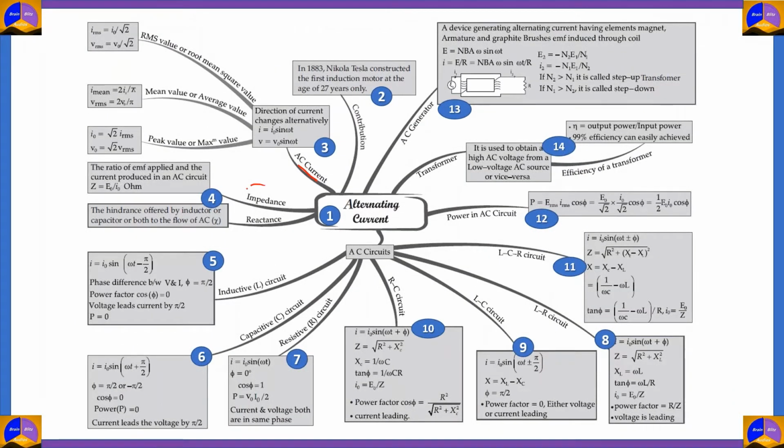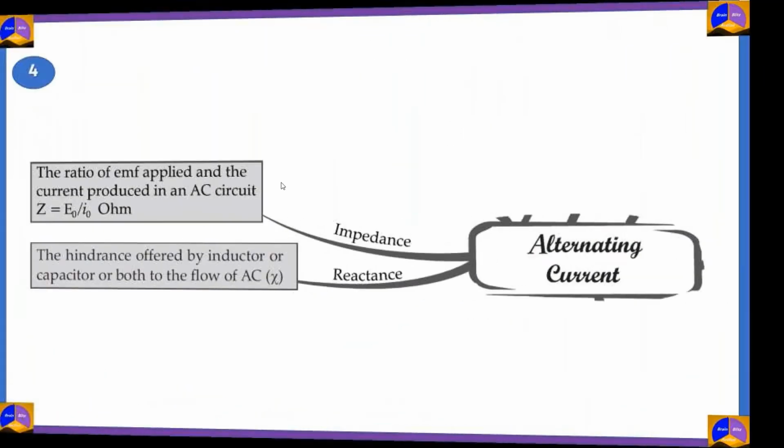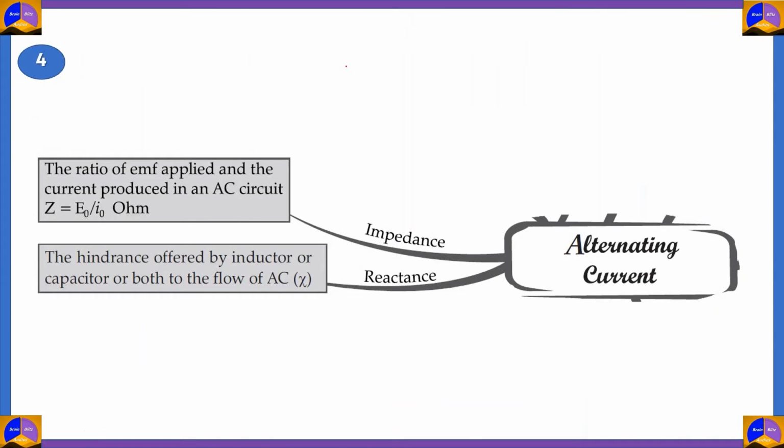Let's move on to the next segment where we look at two values, impedance and reactance. Now in our study of alternating current, we'll be having a lot of resistors. We'll be having actual resistors, we'll be having inductors, and we'll be having capacitors as well. Now all of these generate a sort of resistance. So the term impedance refers to the ratio of EMF applied and the current produced in an AC circuit.